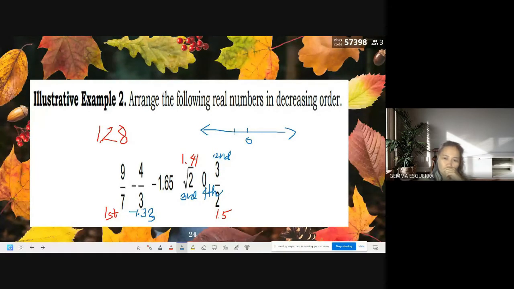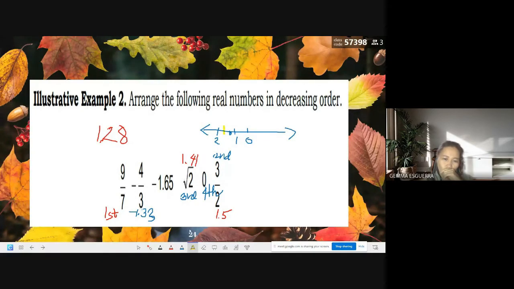Sabihin na natin this is 1 and this is 2. So, ang 1.33, kung di ako nagkakamali, this is at this point. Tingnan natin ha. And then, ang 1.65 ay nandito po siya lagpas kalahati. So, alin po ang mas pinakamaliit?